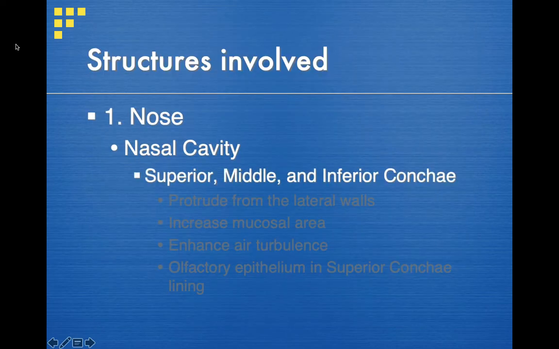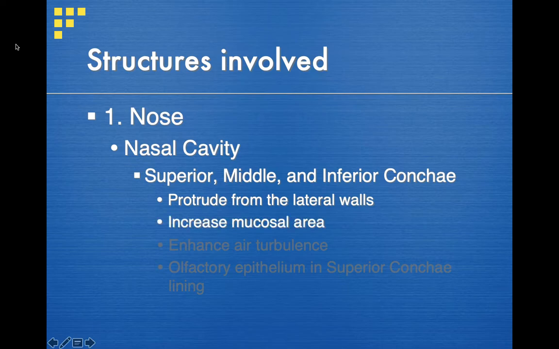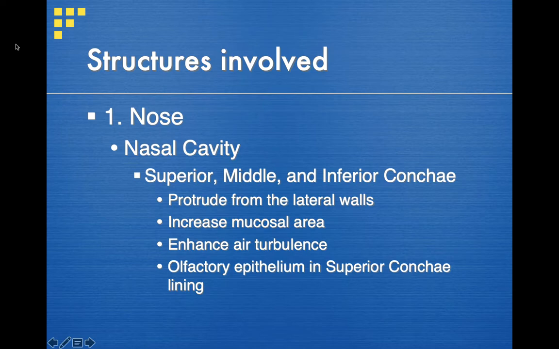If you go all the way back to the skeletal system, we have conchae inside our nose. These are little protrusions from the walls of our nasal cavity, which will help with the flow of air. It also increases the amount of mucus that can be held in the area. So I already mentioned air turbulence, and there are some smell epitheliums in the upper portion of the conchae lining.